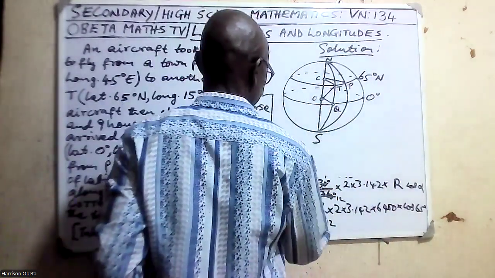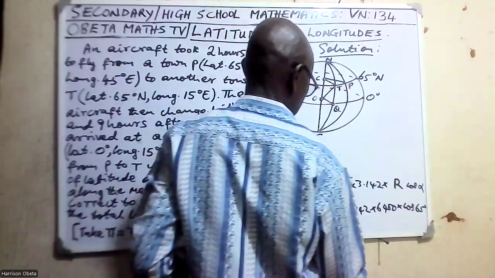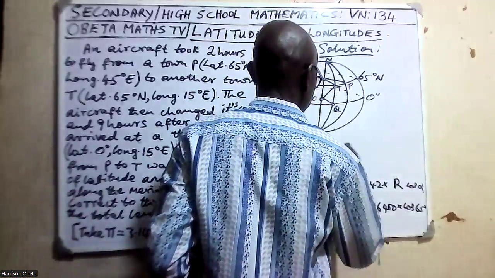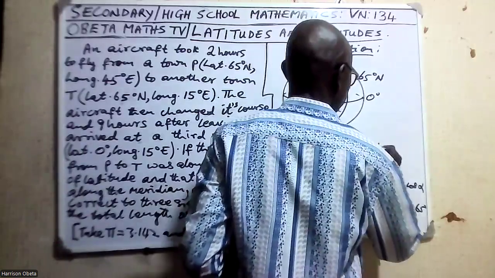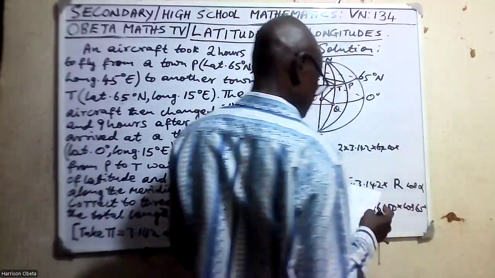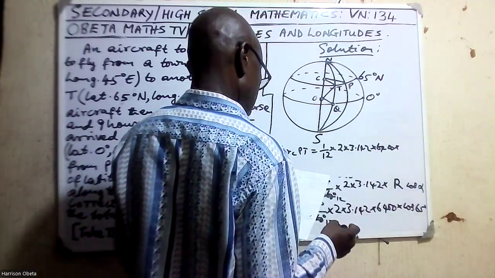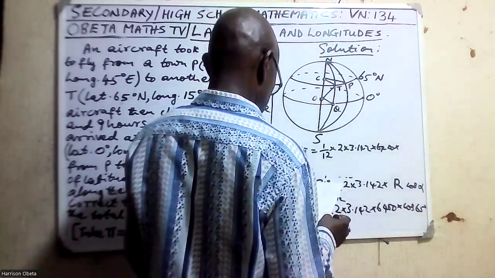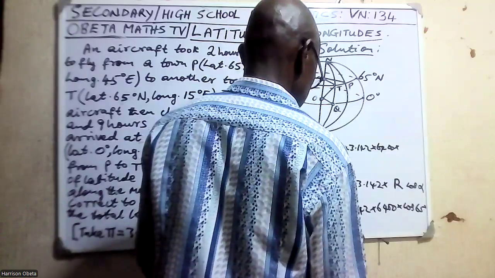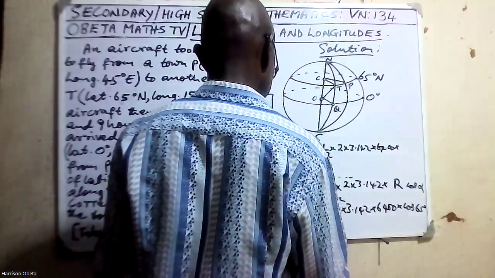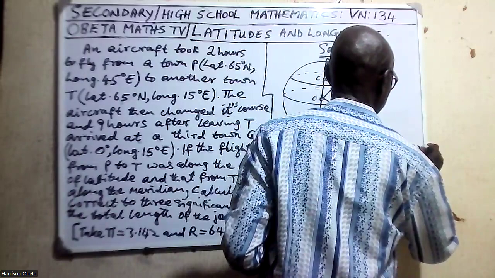We have to come up here and then have arc PT is equal to 1 over 12 times 2 times 3.142 multiplied by 6,400 times 0.4226.